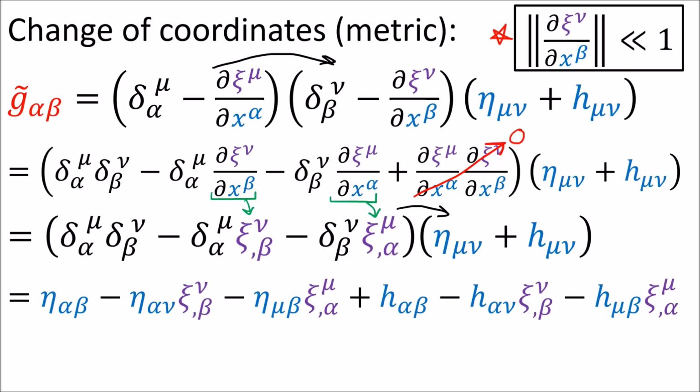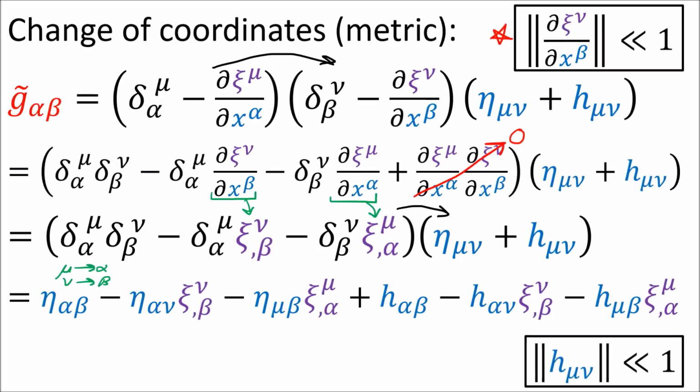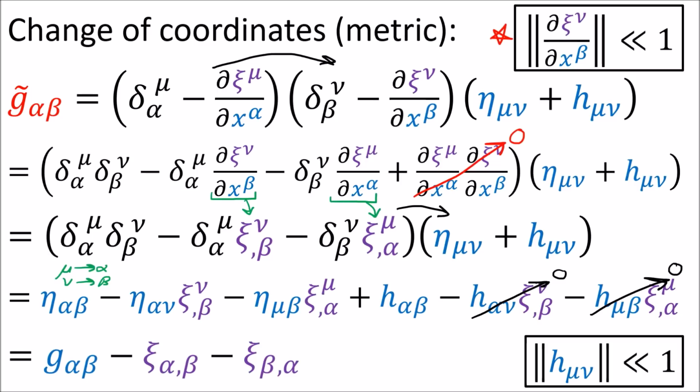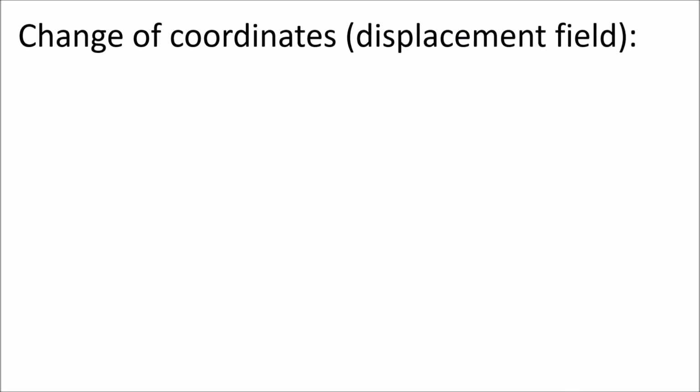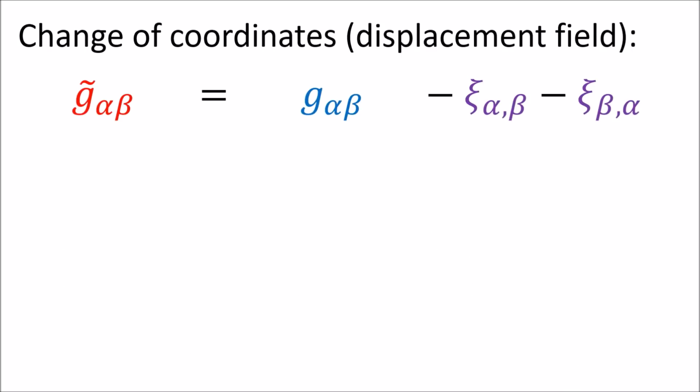I've also used the Kronecker deltas to relabel some of the mu's to alphas and relabel some of the nu's to betas. Next, since the h components are small and the psi derivatives are small, their product is small enough to be ignored. Finally, I'll combine eta and h into g, and use these extra metrics to lower the nu to an alpha, and lower this mu to a beta. So this is how the metric transforms when we do a change of coordinates involving a displacement field psi.